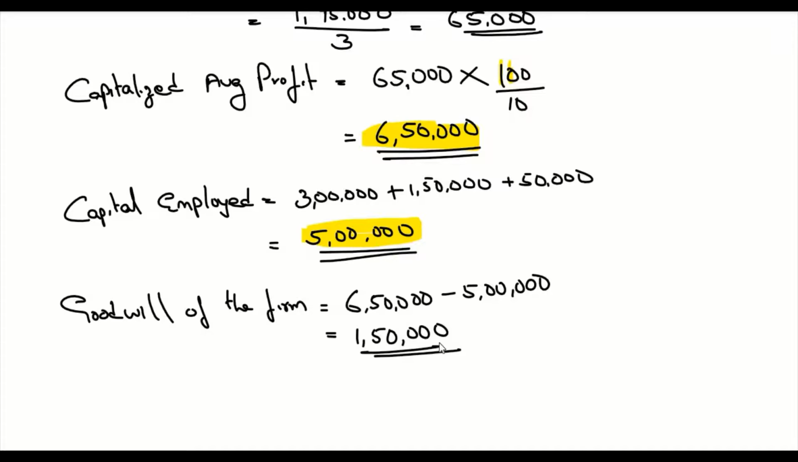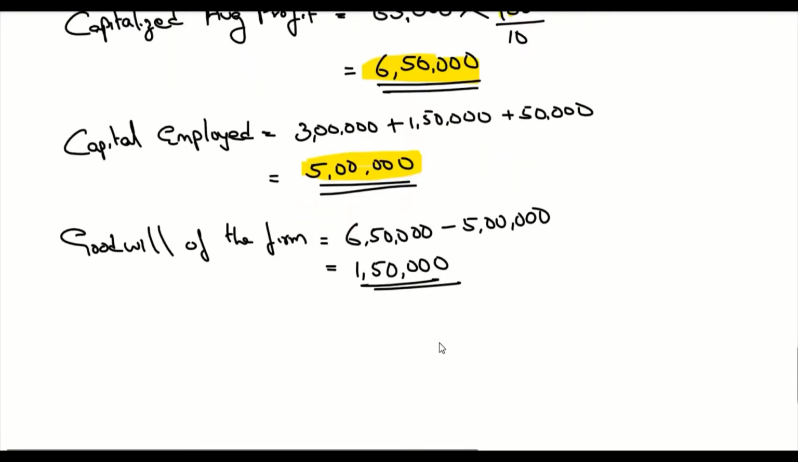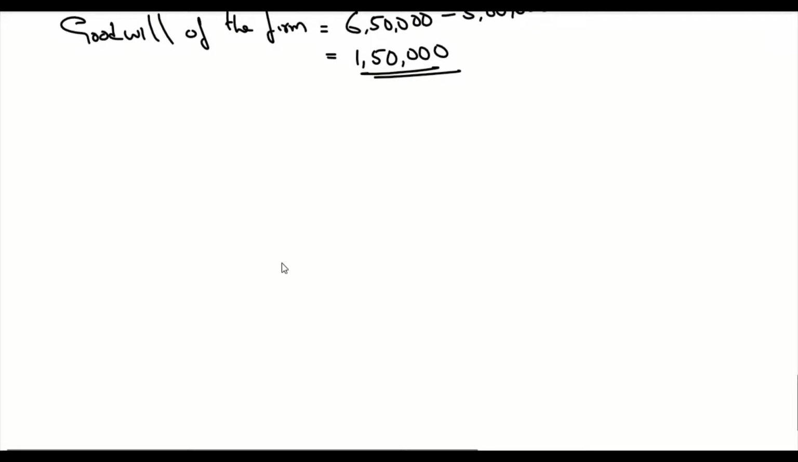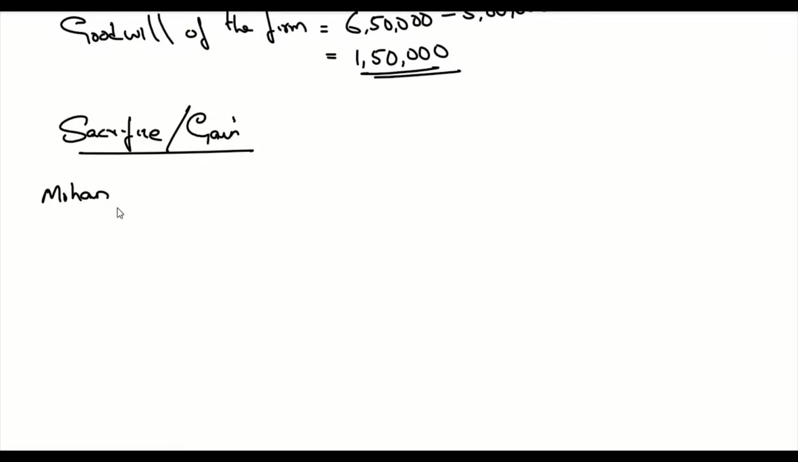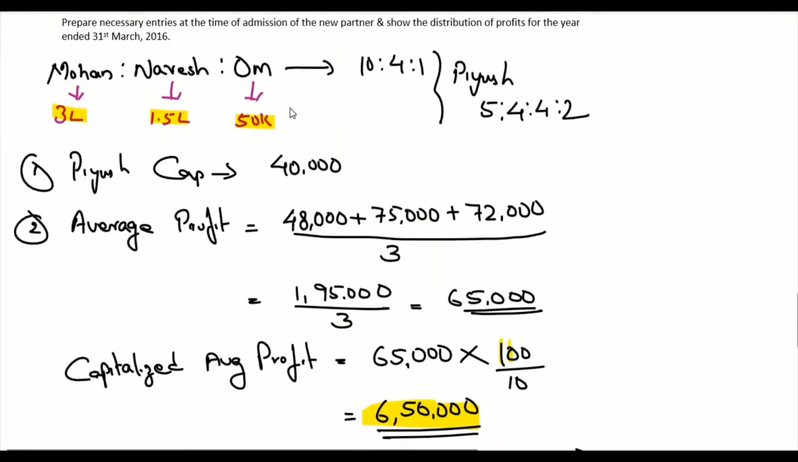Now we need to understand which partner has sacrificed and which partner gained from this. So the new profit sharing ratio is given, so we need to find the sacrifice or the gain. So Mohan, the first partner, his old share is 10/15 and his new share is 5/15.